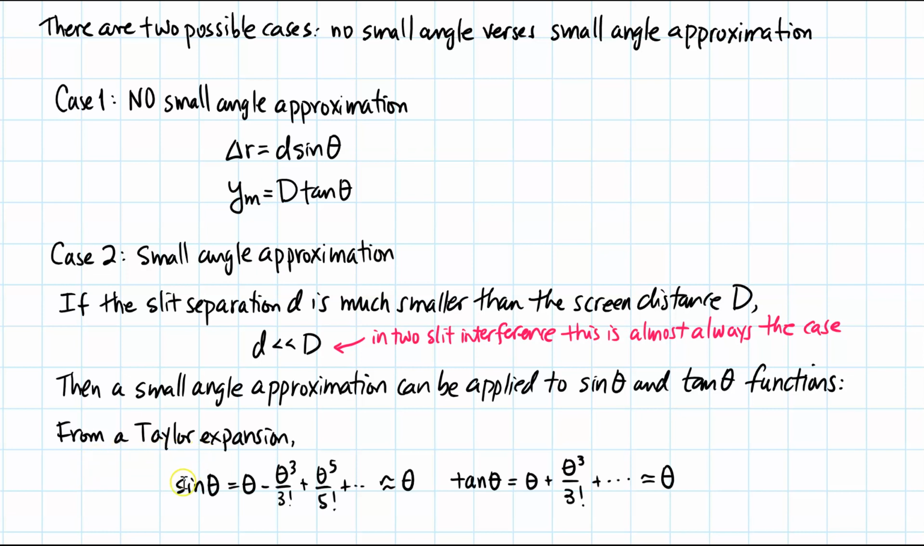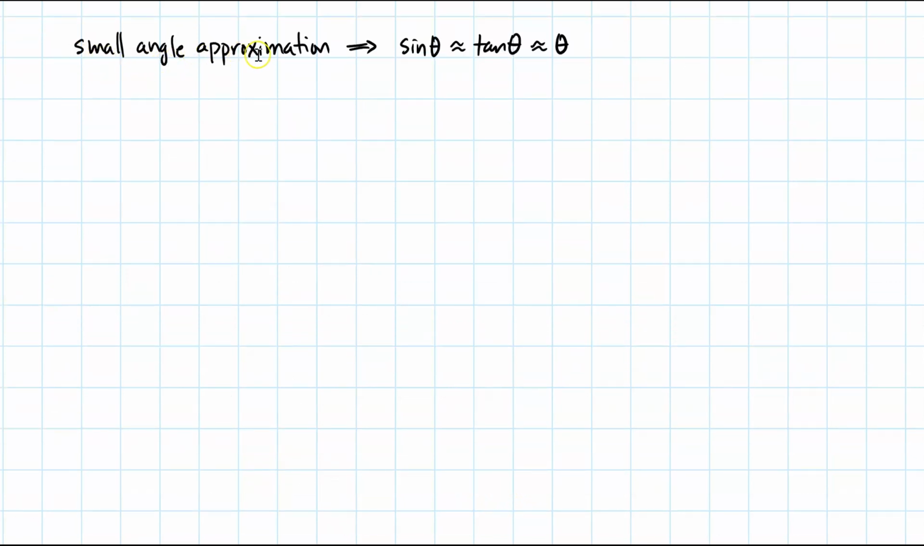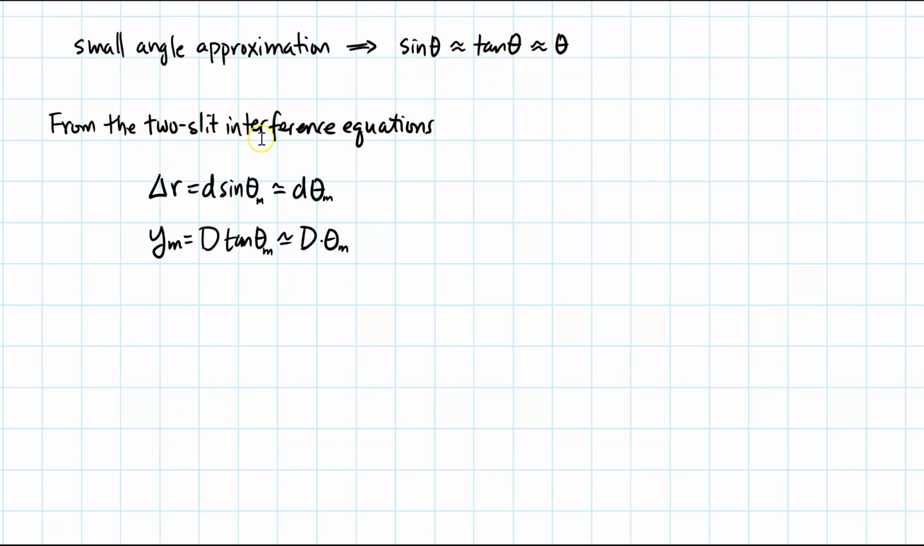From a Taylor expansion, I could look at sine theta, and I could see that for small theta values, only the first term matters, and for tangent theta, only the first term matters. So you could see that sine of theta and tangent of theta are the same. The small angle approximation implies that sin of theta is approximately equal to tan of theta, which is equal to theta. From the two-slit interference equations, I could then write delta r as d theta of m.